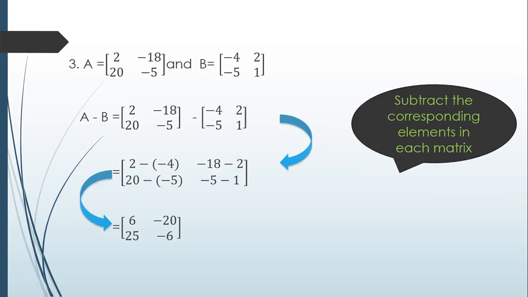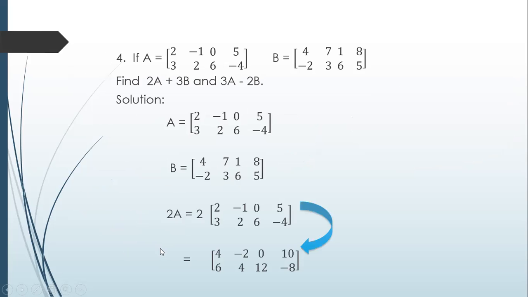Then subtraction. Here A equals [2, -18, 20, -5] and B equals [-4, 2, -5, 1]. We want to subtract A minus B, which means subtracting the corresponding elements in each matrix. We can write A minus B as 2 minus (-4), -18 minus 2, 20 minus (-5), -5 minus 1. The result is [6, -20, 25, -6].